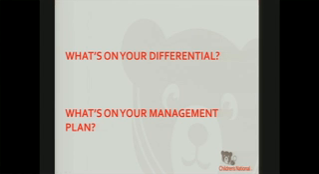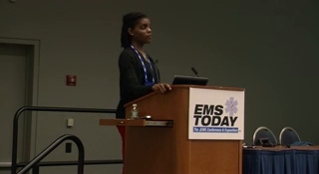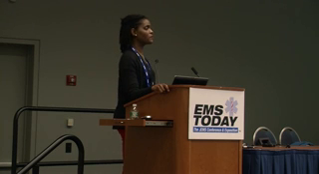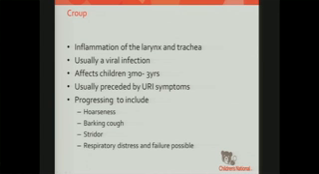So what's on your differential now? I heard croup. Did I hear anything else? Upper airway obstruction. What else? And what's your management plan? Racemic. Okay. Anything else? Maybe a little albuterol too? Okay. So I'm not going to tell you exactly what I think this is. We'll get to that in a second.